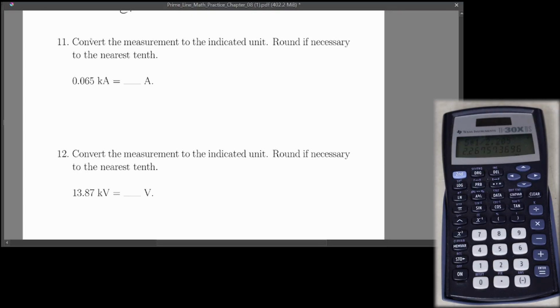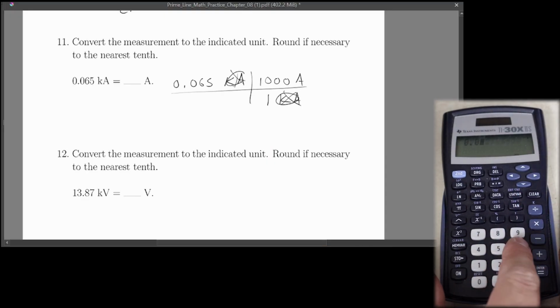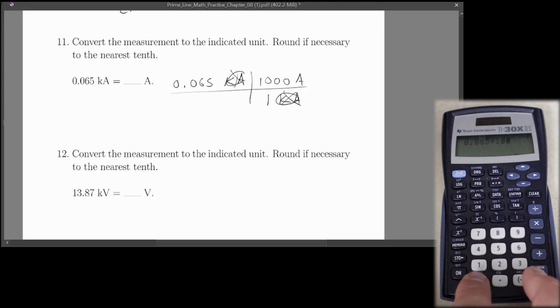Okay, we have 0.065 kiloamps, and 1 kiloamp is 1,000 amps. Those cancel, so we can take 0.065 times 1,000, and we get 65 for our value.